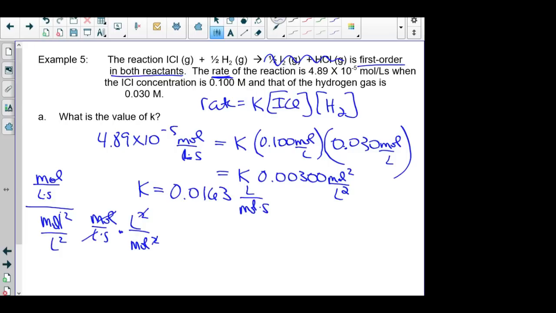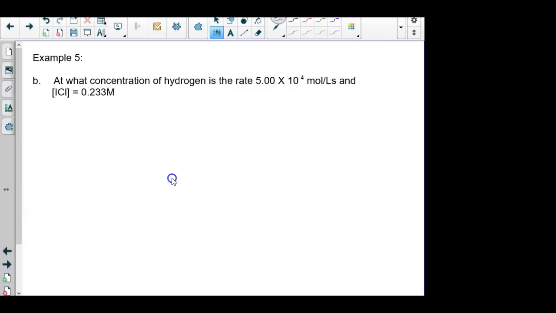This value of K, let me circle it, it's kind of gotten lost in here, will be used throughout this reaction for all the next set of pieces. Looking at example 5b. At what concentration of hydrogen is the rate 5.00 times 10 to the negative 4 moles per liter seconds and ICl concentration 0.233? All right, so let's look at our expression.